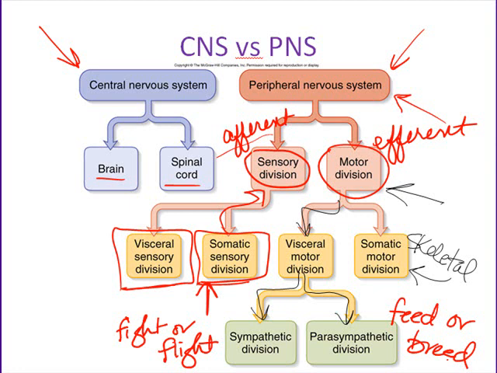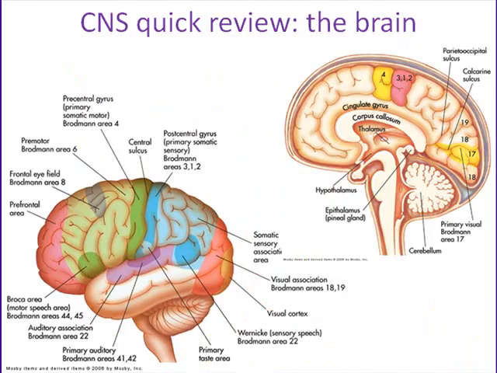Now, let's take a quick look at the central nervous system. We're going to look at the brain first and then briefly look at the spinal cord. And the brain, you'll remember, is composed of a number of different discrete regions. There's the cerebral cortex, which is the outer layer of gray tissue where all the somas of the neurons are located, and that's divided into 5 lobes.